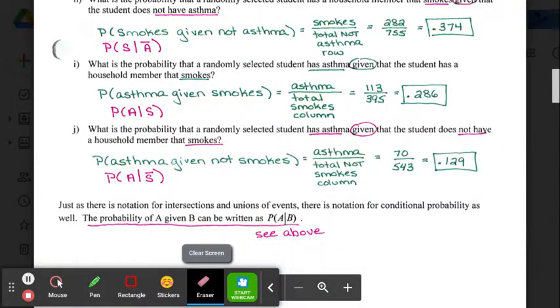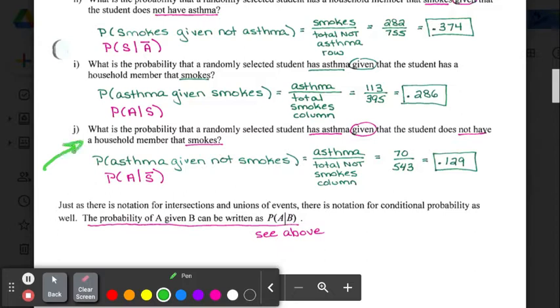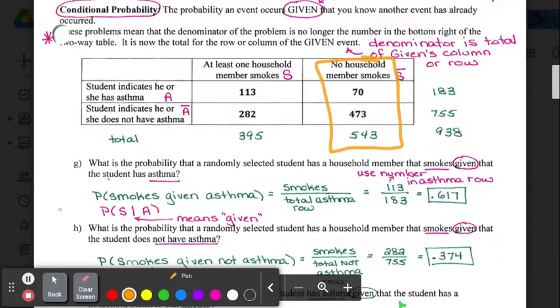Okay, and letter J, I'll do this one because the dog's right in the other room. What is the probability that a randomly selected student has asthma given the student does not have a household member that smokes? So now we're going to look under the not smokes category. Pause the video, try it, and you can see your answer. I'll highlight the column that I'm using.